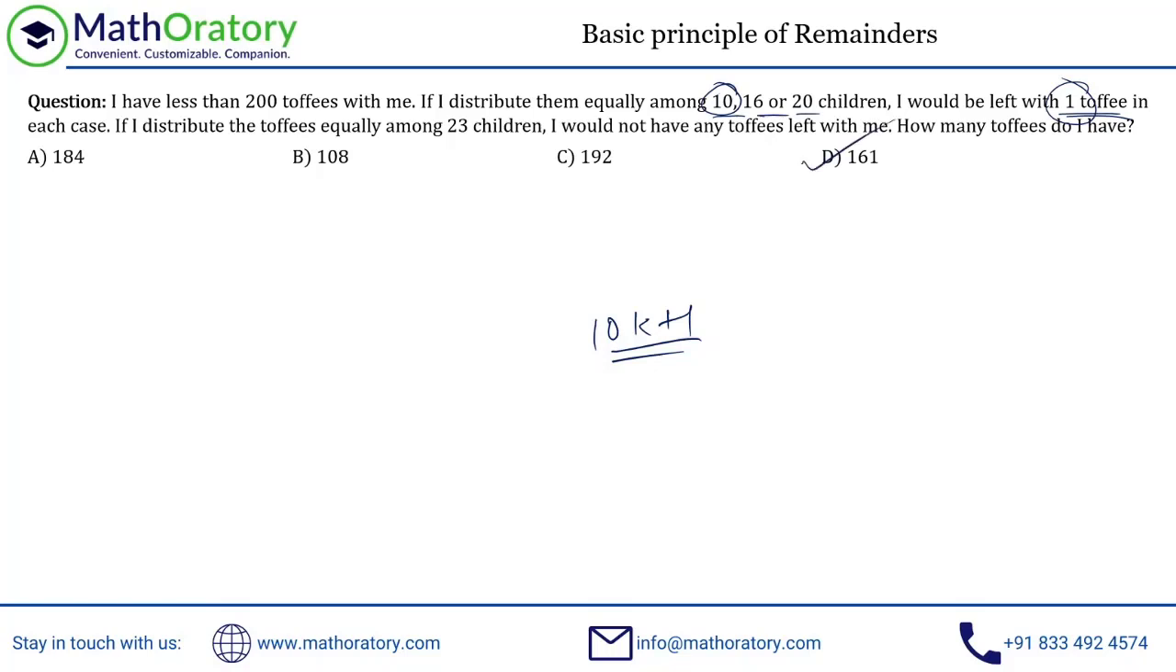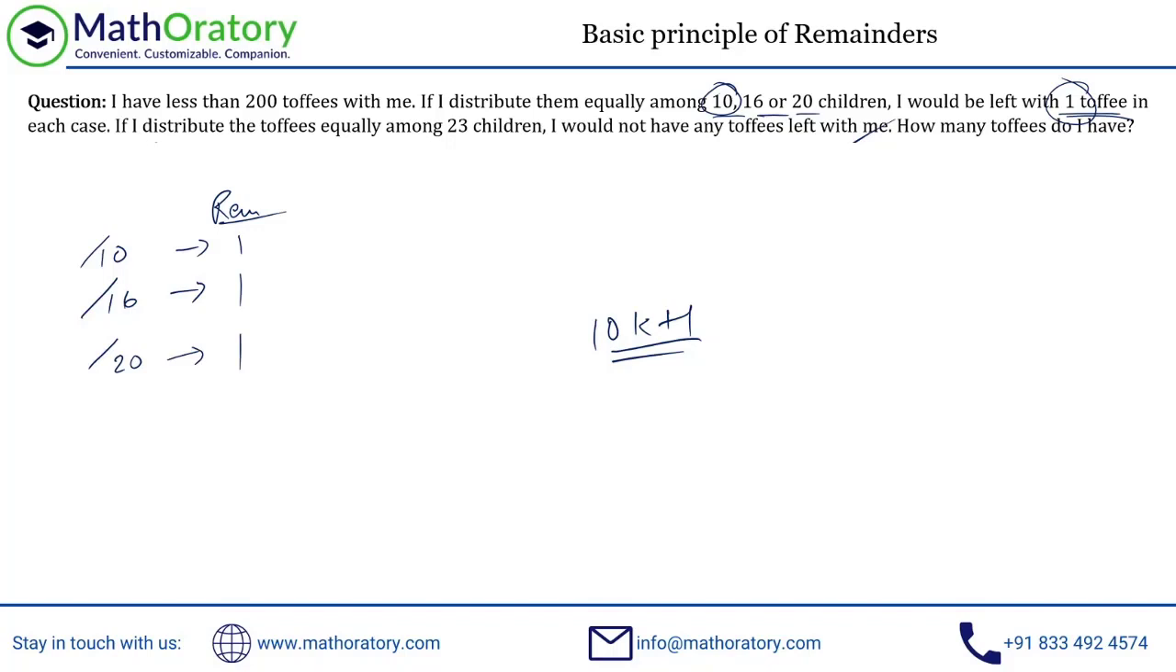Let's say that you don't have options. I mean, there are a lot of aptitude tests nowadays which don't give you options. Treat it in that way also. So let me just solve this for you as well. So when you divide this number by 10, the remainder is 1. So I'm just writing the remainders here. By 16 as well, 1. By 20, the remainder is 1.